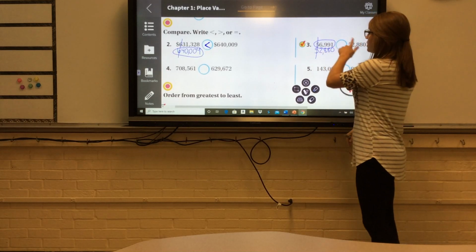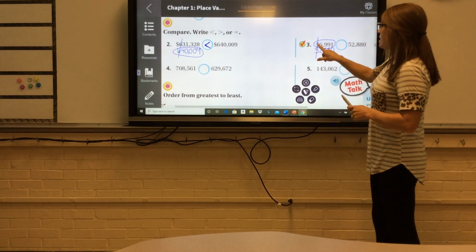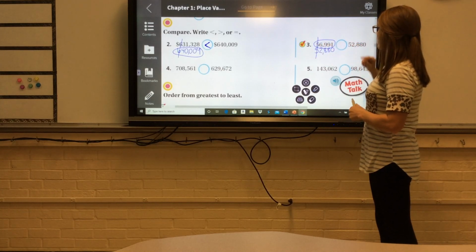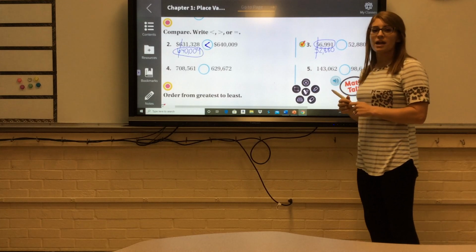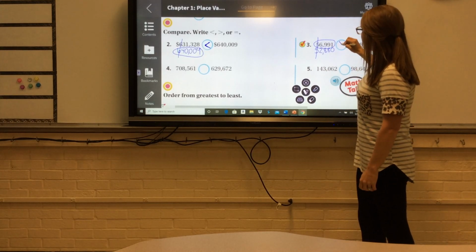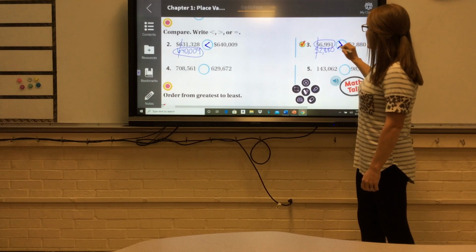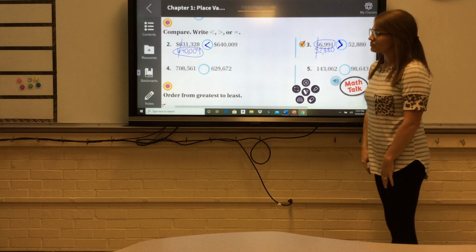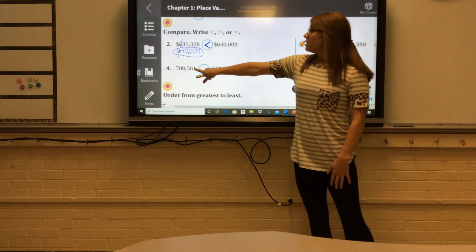So now we've got to figure out which inequality is going to go in there. 56,991 is greater than, less than, or equal to 52,880? Right, it's greater than. And that greater than symbol opens up to the left. Very good.